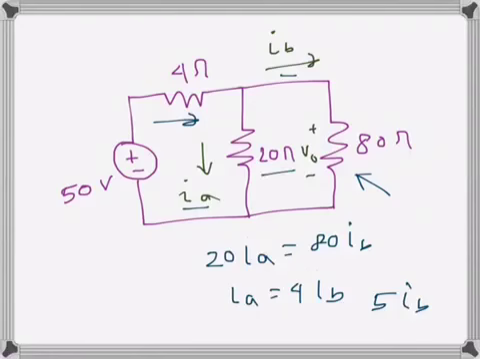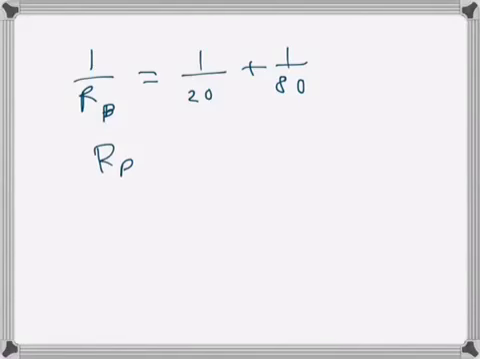Now since these two resistances are in parallel, the equivalent value we get from this formula: Rp is equal to 1 over 20 plus 1 over 80. So that will be the parallel combination, which means Rp equals 20 times 80 divided by 20 plus 80. This is a formula which we can use directly always when finding the equivalent value of two parallel resistances.